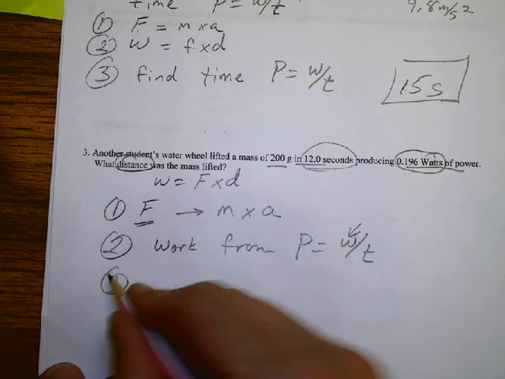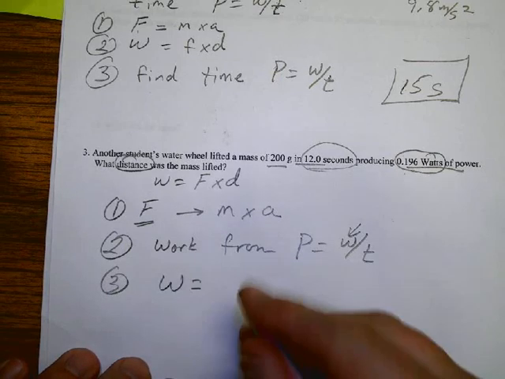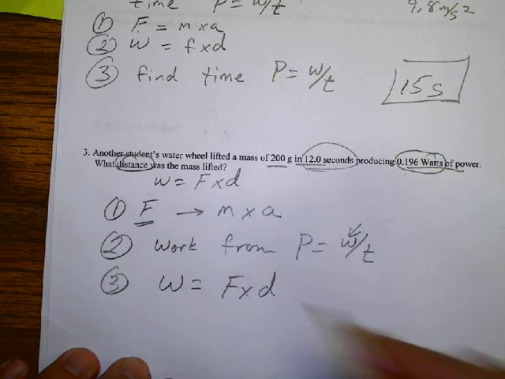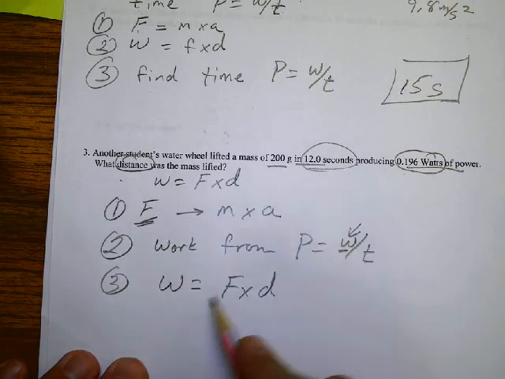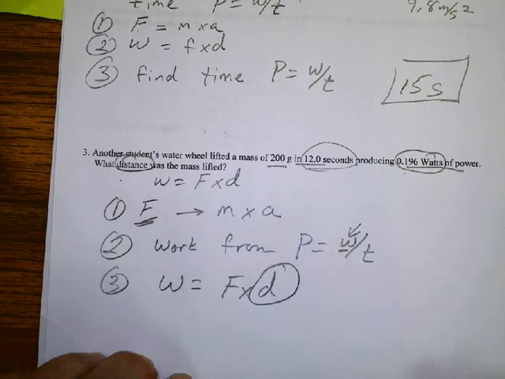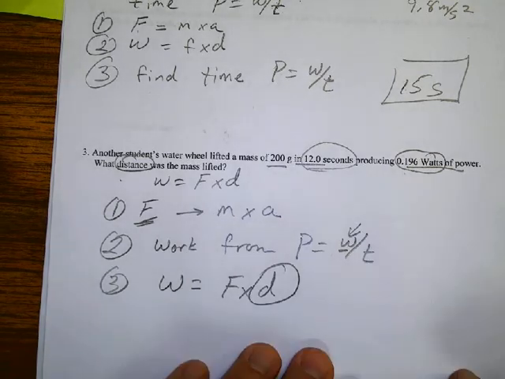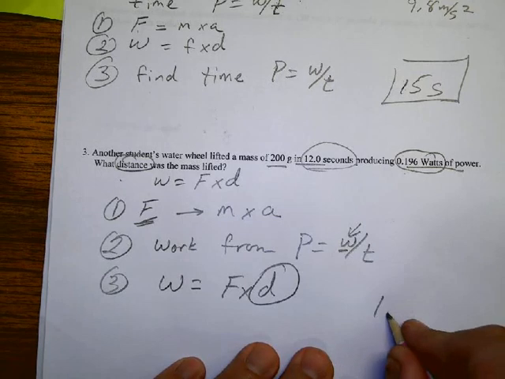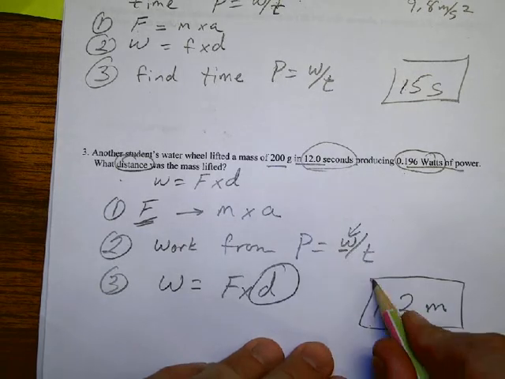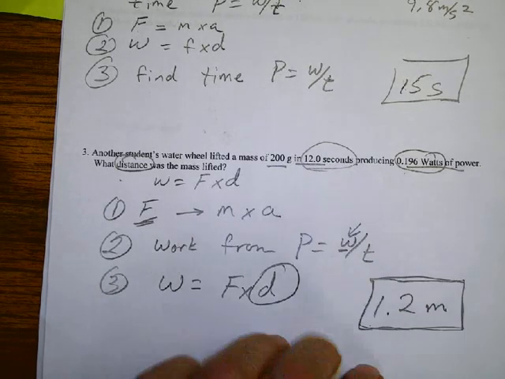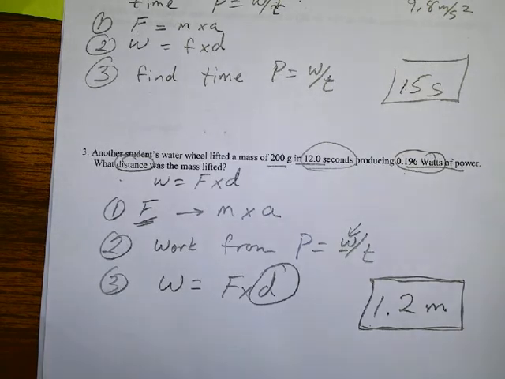Then step 3, the equation work equals force times distance, because we're looking for distance. You know the work. You figured it out in that step. You know the force from step 1, so you can rearrange the equation to find the distance. And the distance you should find ends up being 1.2 meters. So if you can't get 1.2 meters, go look at the worked out solutions when they're posted and see how you need to go about it. Or that's the same as 120 centimeters.